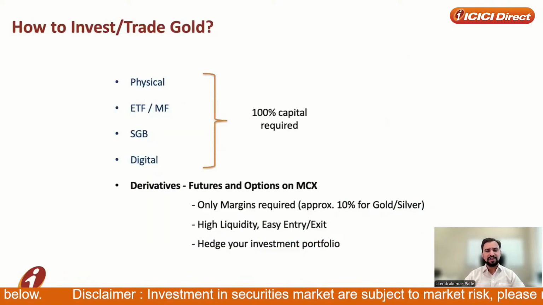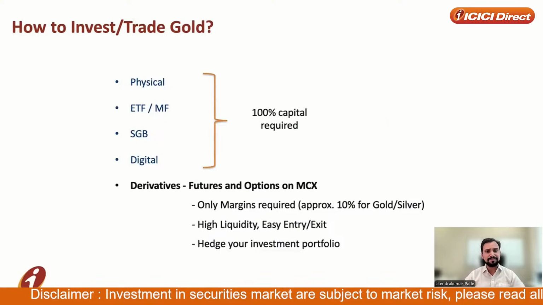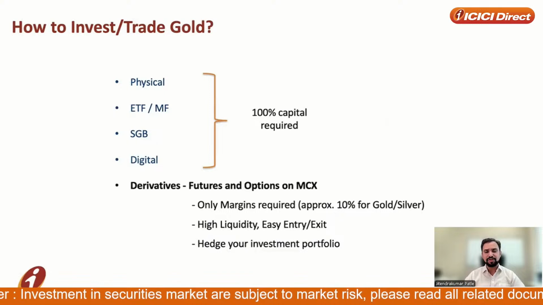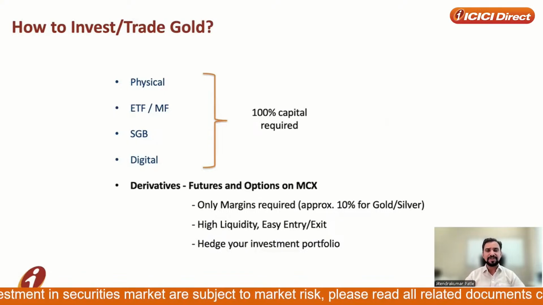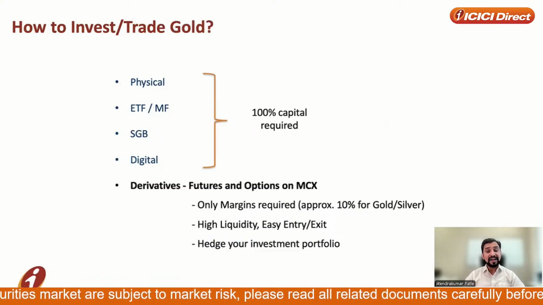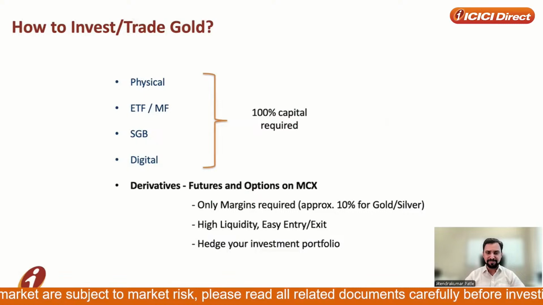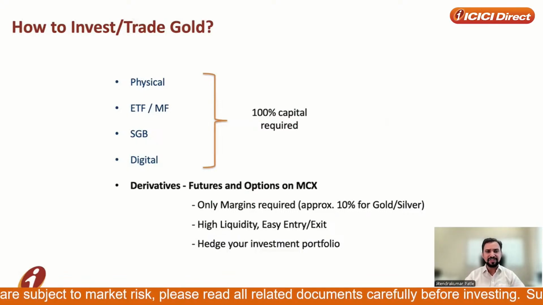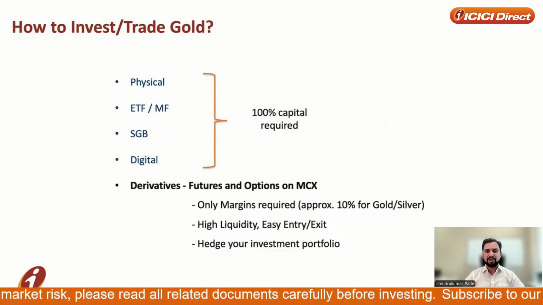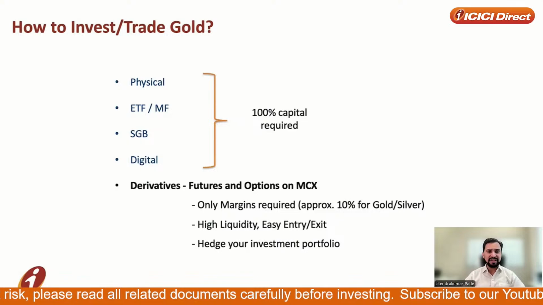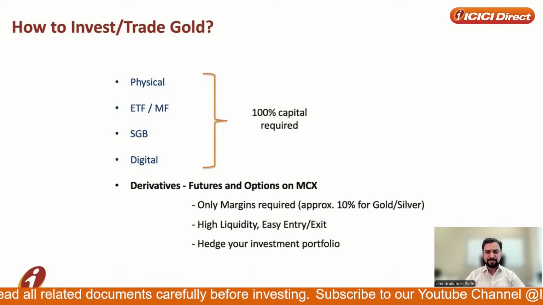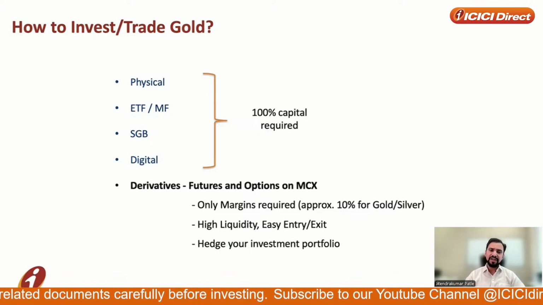Now, how can we invest in gold? One is the physical way; another is ETF, mutual fund, SGB, digital gold. But talking about derivatives, futures and options on MCX, the major difference is capital. Whenever we are talking about physical gold or ETF or SGB or digital gold, 100% capital is required. You need to put in 100% of the money. But in derivatives like gold futures, you need approximately 10% margin, and you can take the position and get the benefit of the price movement. Also, the liquidity here is very high, so you can easily enter and exit. Apart from that, you can consider gold for your investment portfolio.